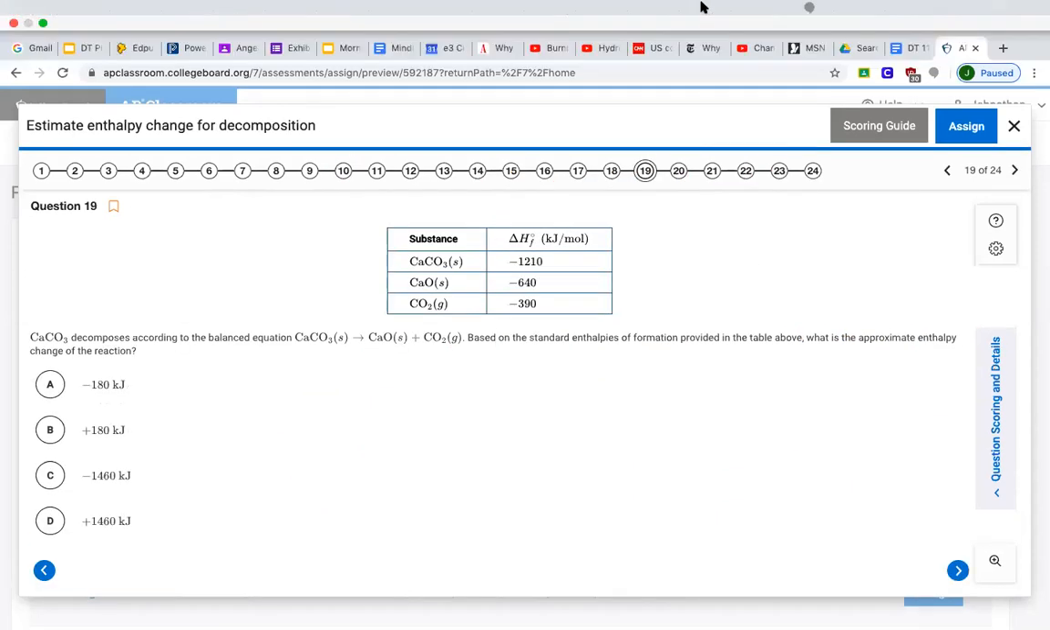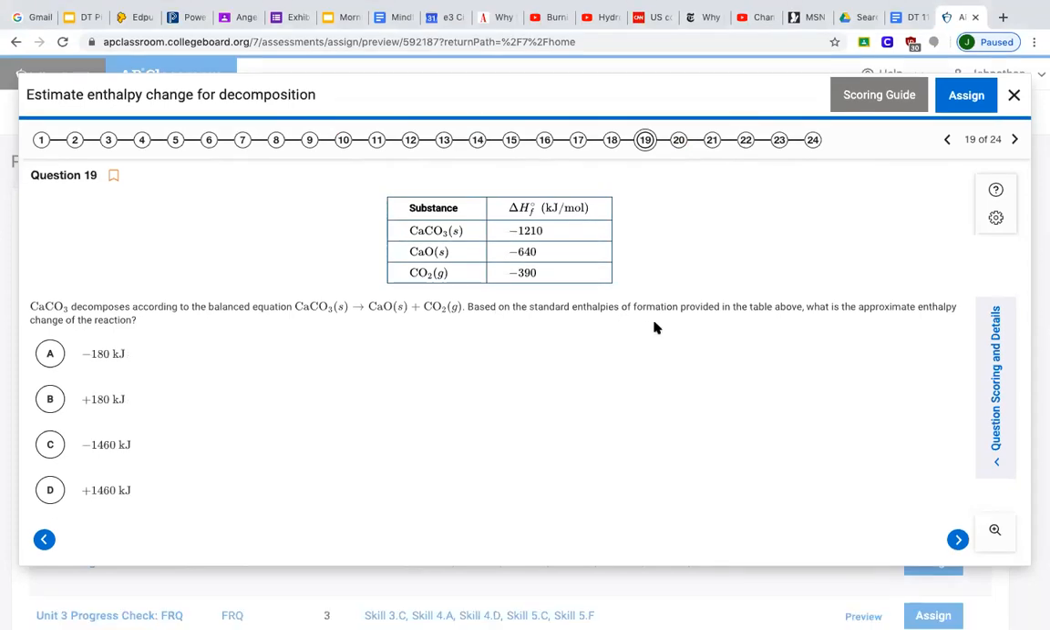Number 19. We're doing great. Okay. So calcium carbonate decomposes according to this balanced equation. Based on the standard enthalpies of formation provided in the table above, what is the approximate enthalpy change of the reaction? Aha, okay. These are enthalpies of formation. So these are enthalpies of formation for individual chemicals, right? So this is how much we get when we have enthalpy of formation.